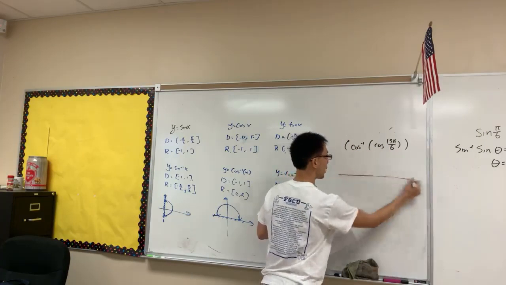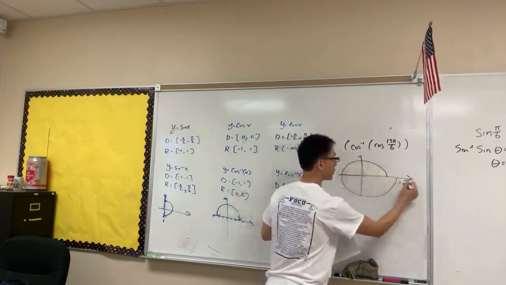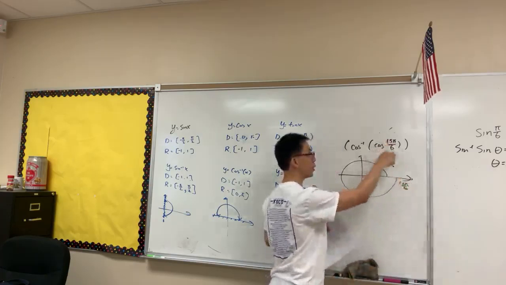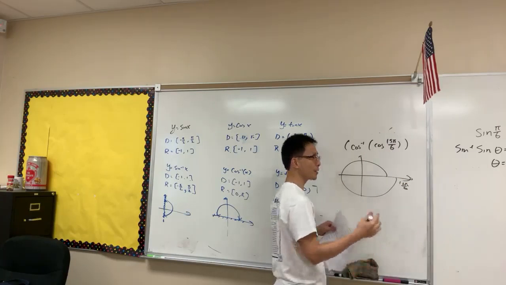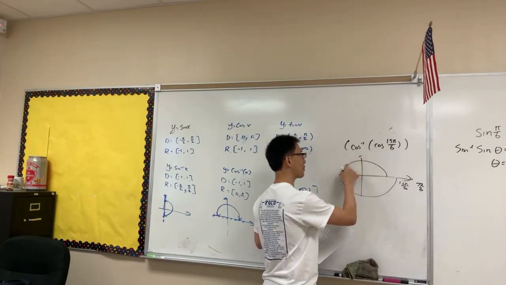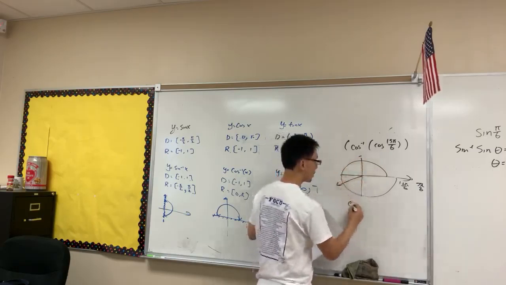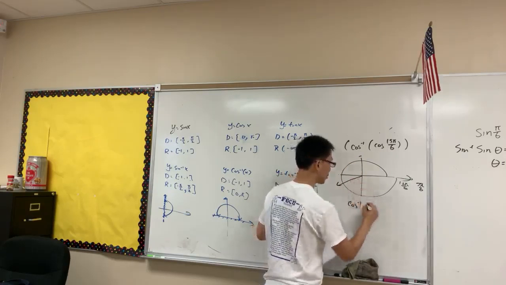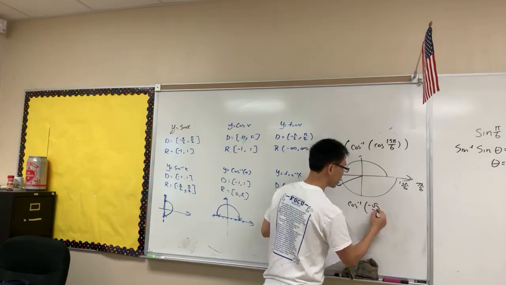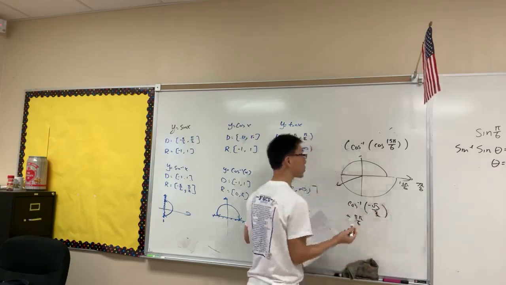19 pi over 6, right? 19 pi over 6 is, here is 12 pi over 6, right? So I'm gonna refresh again. 12 pi over 6 subtract from 19 pi over 6, you have 7 pi over 6 left. So 7 pi over 6 is having 6 pi over 6. 7 pi over 6 is right here. So then that's gonna be cosine inverse of negative square root of 3 over 2, and then that's gonna be 5 pi over 6 because of the restrictions.